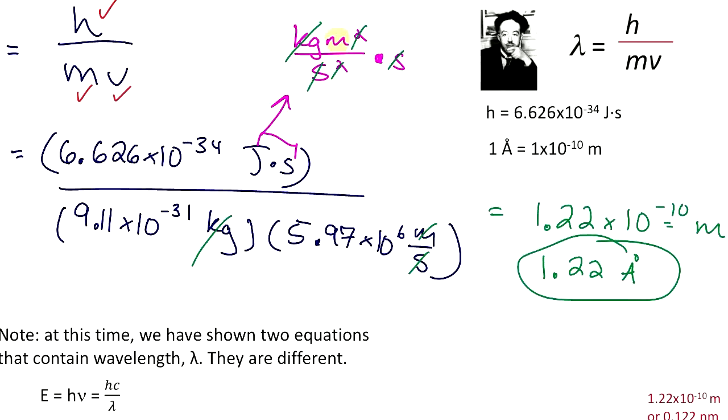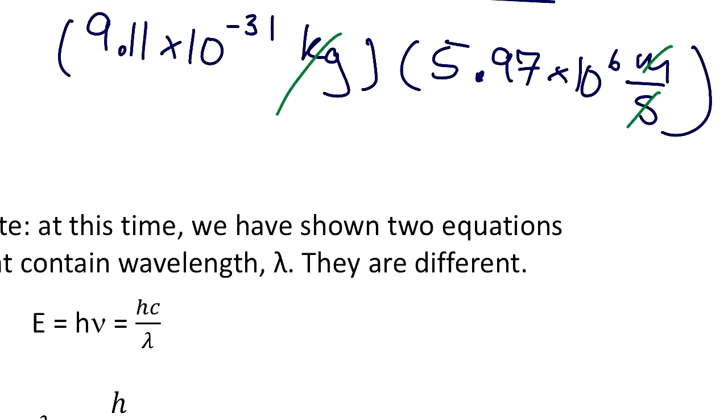So I want to take a moment and talk about this: I've introduced two equations today that include wavelength, but they are different. So we just talked about this guy, the de Broglie wavelength. Here's our de Broglie wavelength equation. This equation relates an object in motion to a wavelength. How do I know it's an object in motion? Because this equation has mass in it and it has velocity. So it's an object in motion.